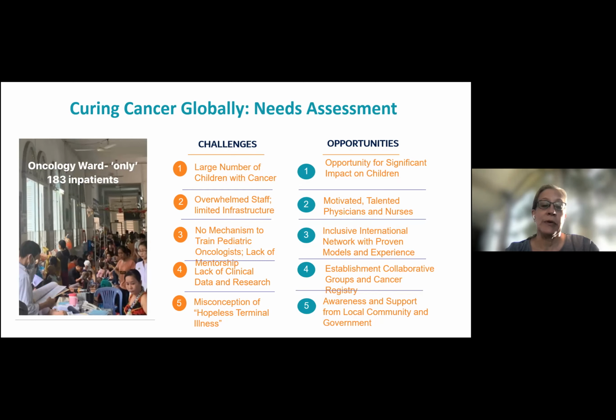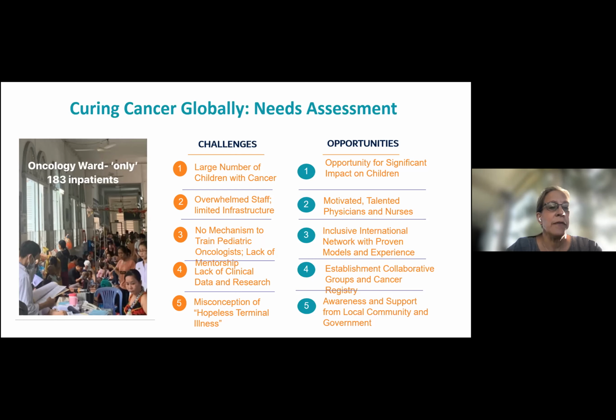In this needs assessment, we recognized a number of challenges as well as a number of opportunities. There was a large number of children with cancer, which meant we had an opportunity for significant impact. The staff was overwhelmed and the infrastructure was quite limited. Nurses would rotate about every 4 weeks, so there was no consistent care. However, there was a very talented pool of physicians, nurses, pharmacists, and surgeons that wanted to make a difference for these kids. There was no mechanism to train pediatric oncologists and a real lack of mentorship. But we had the good fortune of an international network with proven models and experience. There was a lack of clinical data and research, which really represented an opportunity to establish a collaborative group within Vietnam and a cancer registry, and also a misconception of hopeless terminal illness. And that I think represents an opportunity for building local support from the community and from the government.